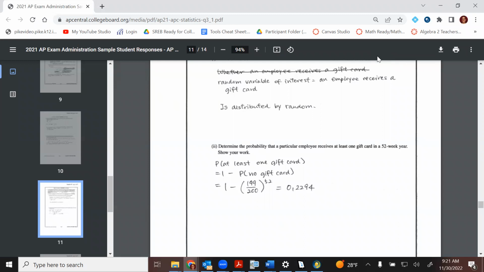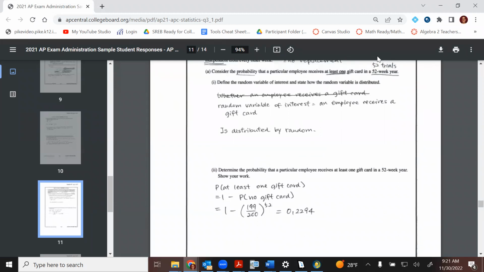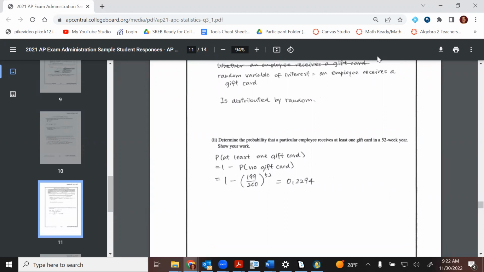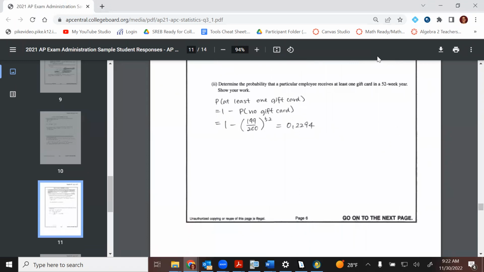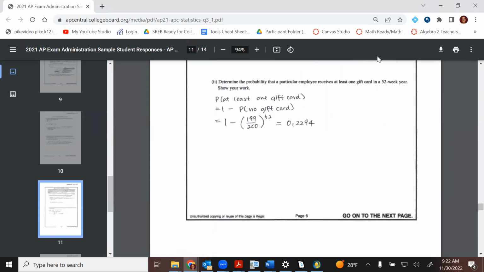The random variable of interest would be not just that an employee receives a gift card, but how many gift cards a particular employee receives in a 52-week year, not just overall for all time. Determine the probability that a particular employee receives at least one gift card in a 52-week year. What do you think of their answer?